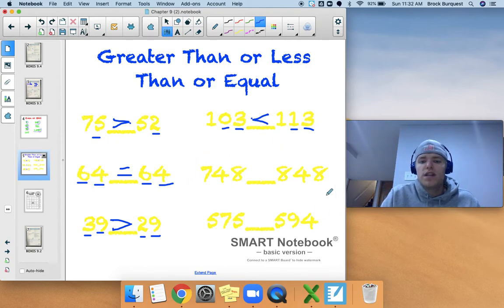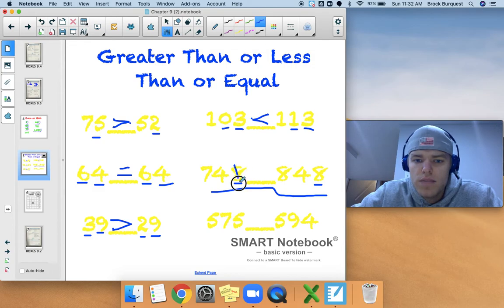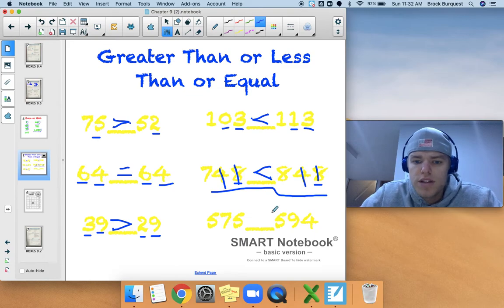Okay, now I'm going to give you a second to look at this one right here, 748 and 848. So let's check our numbers, 8 and 8, those are the same. 4 and 4, those are the same. And 7 and 8, and I know 8 is bigger than 7, so I draw my 2 dots, and we have our answer. Okay, let's look at our last one, 575 and 594. So 4 and 5, we get our answer right away. I know 5 is bigger than 4, so I put my 2 dots and connect them, and we have our answer.